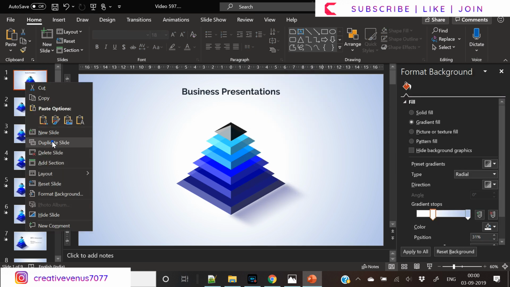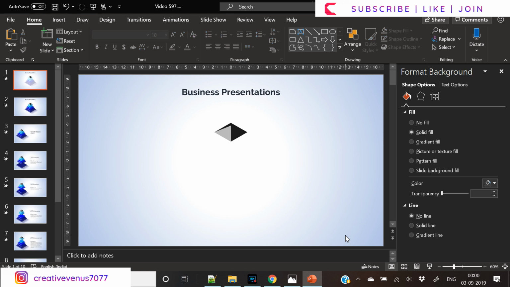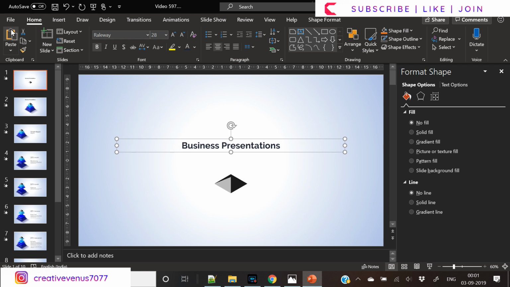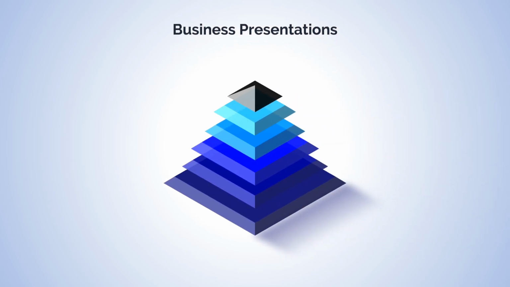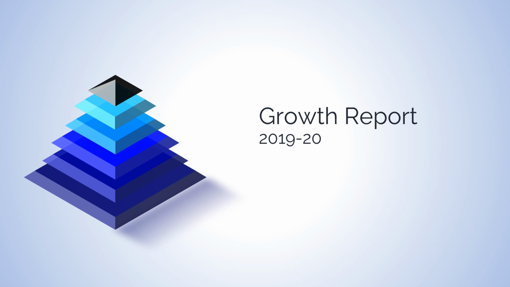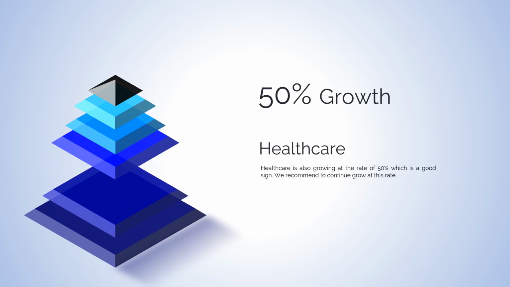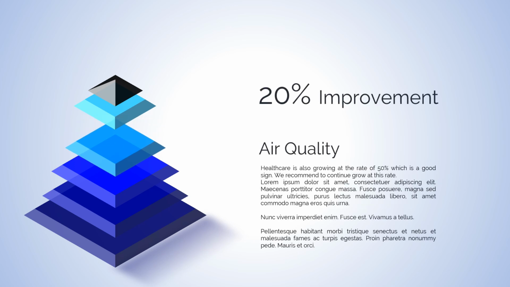Now ungroup every item, make sure every item is ungrouped. Now we have removed all these points and we have shifted this top shape. And select all, press Morph, and now you can see the magic. Now you can present your report like this. So this is the business presentation that we have created, and here are some of the great achievements for you. So this is the report for 2019-20. So we have achieved 30% growth in manufacturing, 50% growth in healthcare, and 25% drop in the power theft. So that's how you can present your presentation. So I hope you like this design.